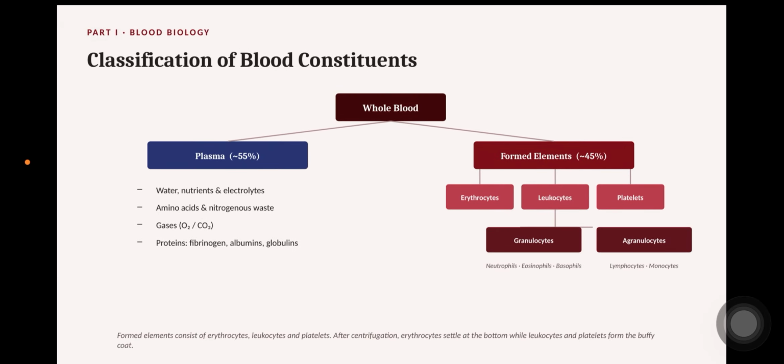Next, we have the classification of blood constituents. The whole blood is divided into plasma being 55% and formed elements being 45%. Plasma contains water, nutrients, electrolytes, amino acids, nitrogenous wastes, gases, and proteins, whereas formed elements contain erythrocytes, leukocytes, and platelets. Leukocytes also are divided into granulocytes and agranulocytes. And the granulocytes are further divided into neutrophils, eosinophils, and basophils. Agranulocytes, on the other hand, are divided into lymphocytes and monocytes.